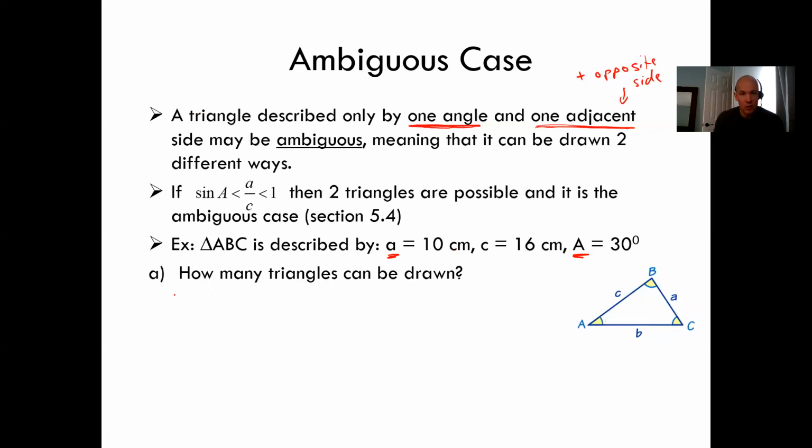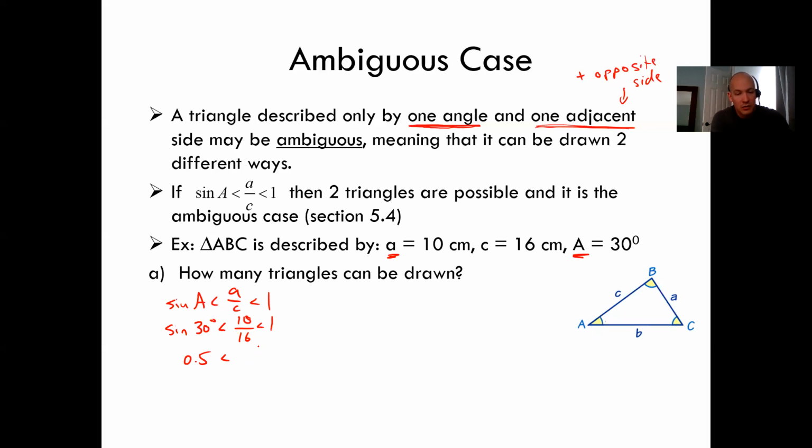Okay, so what we can do is we can use this formula. So we're going to go sine of A is less than a over c is less than 1. So we're checking this. So is it true that sine of 30 degrees is less than 10 over 16? And is that less than 1? So all this has to be true. So sine of 30 degrees, if you use your calculator, or if you know special triangles, it's actually 0.5. 10 over 16, I don't exactly know what that is off the top of my head, but I do know that that is greater than 0.5. Well, I guess I could actually go work that out if I really wanted to.